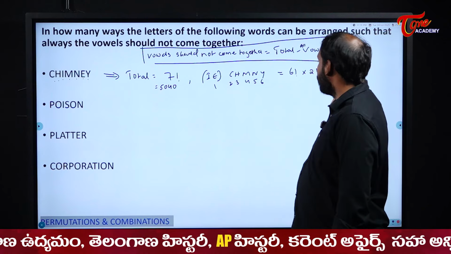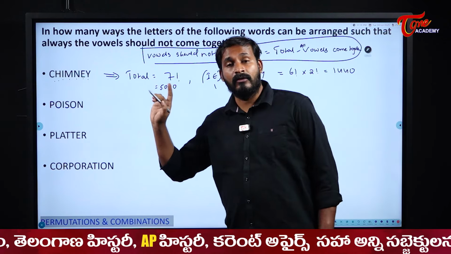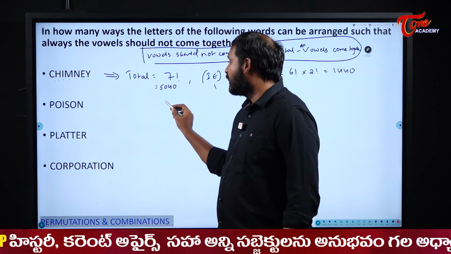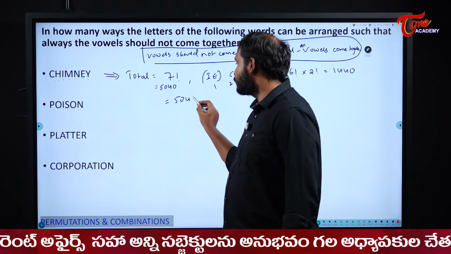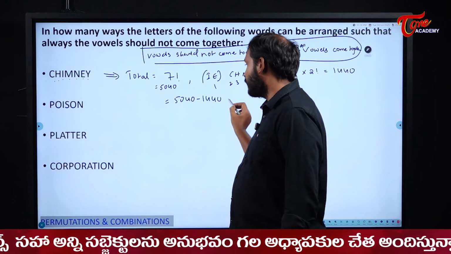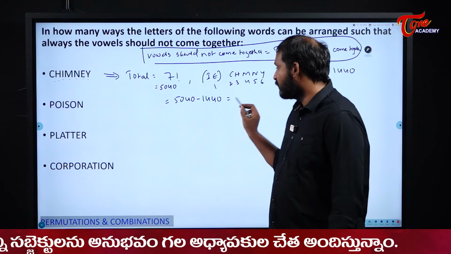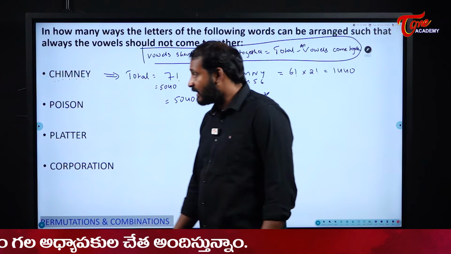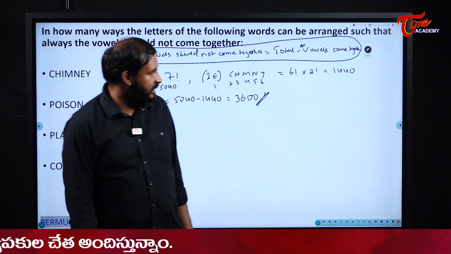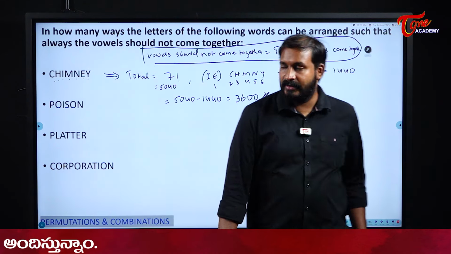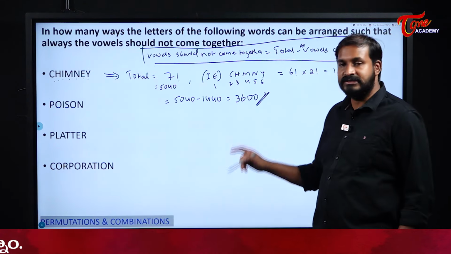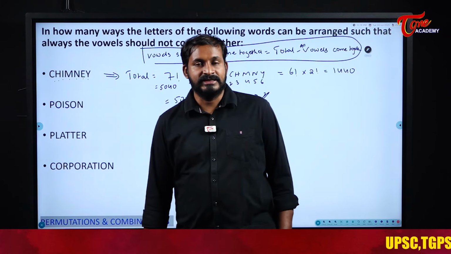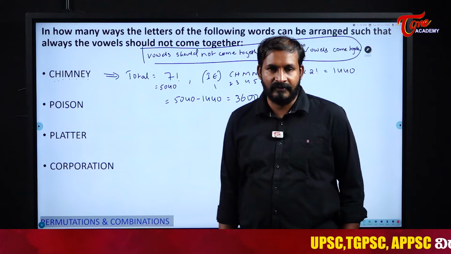1440. Now, all the vowels should not come together. That means what will be my final answer? The answer will be 5040 minus 1440. So, here my answer becomes 3600. So, we can arrange the letters of the word chimney such that the vowels do not come together in 3600 different ways.